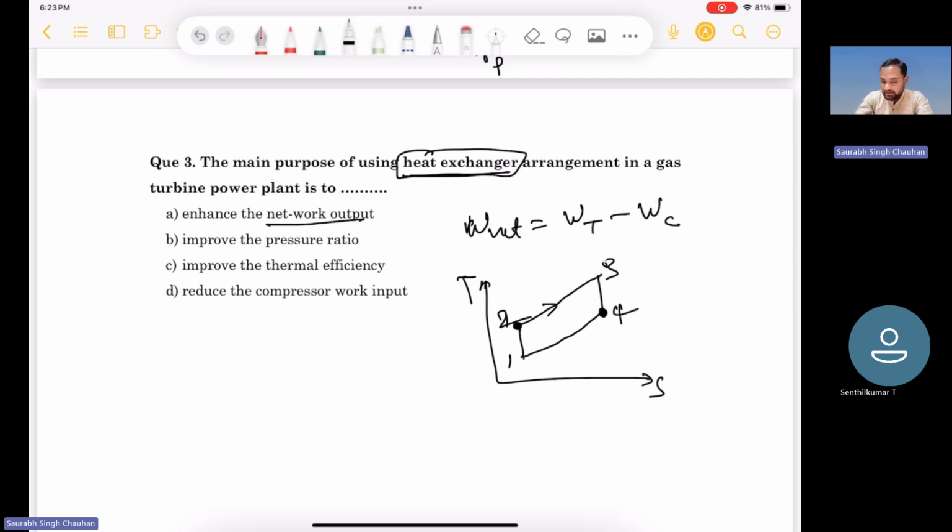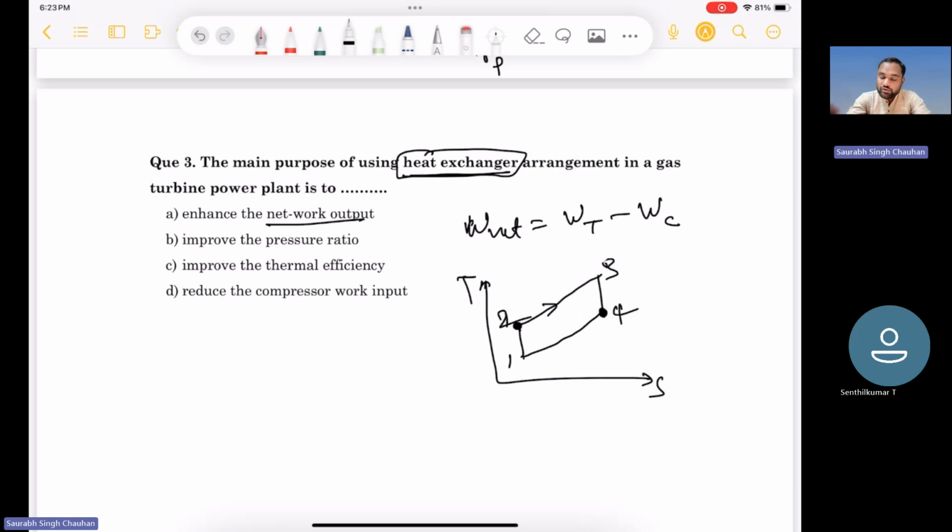The compressor will also work as it is. We are not disturbing the compressor or the turbine, so the net work output is not disturbed. The only thing we are doing is utilizing the heat of the exhaust gases coming out from the turbine to preheat the gases, so that the amount of heat that is required to be added in the combustion chamber will be reduced. So net work output is not disturbed, only the amount of net heat input is reduced.